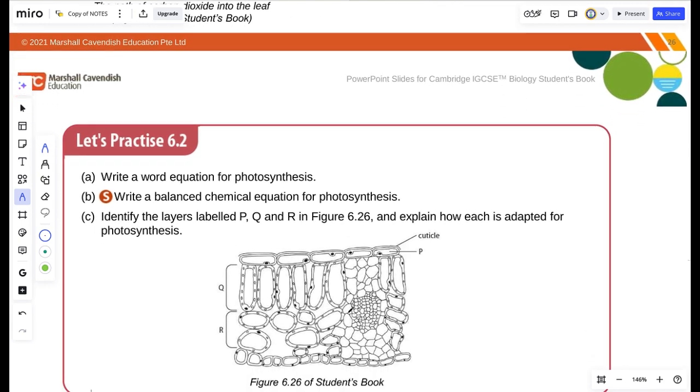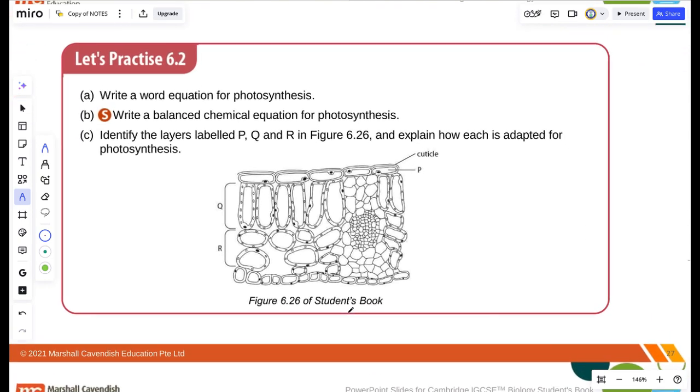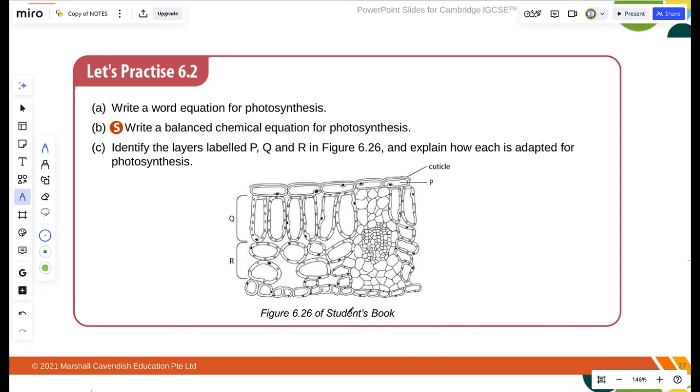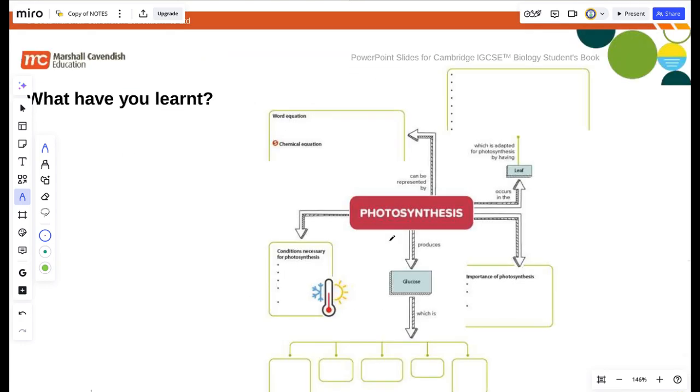Now let's move on quickly. You can pause the video at this junction. Write a word equation for photosynthesis. You should be able to write a word equation and also a balanced chemical symbolic equation for photosynthesis. Then identify the layers labeled P, Q, R in this leaf. P is the upper epidermis, and what is Q? We leave this for you to do and see how much understanding you have.